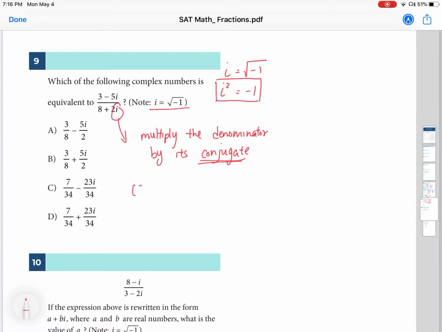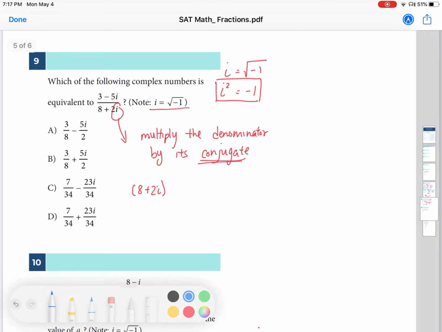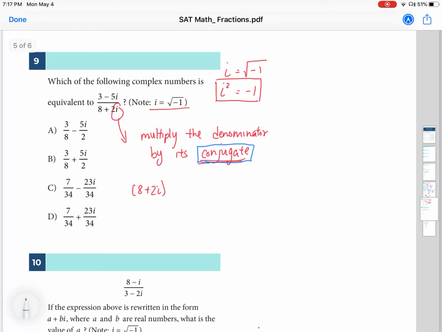If I look at my denominator and I have 8 plus 2i, the conjugate, here I'll do this in blue, is simply going to be the same terms, 8 and 2i, but I change the sign from a plus to a minus. So the conjugate of 8 plus 2i is 8 minus 2i. So I'm going to go ahead and take this information. I'm just going to do the math here on the side. I'm going to have 3 minus 5i divided by 8 plus 2i.